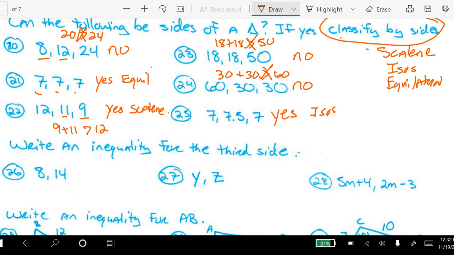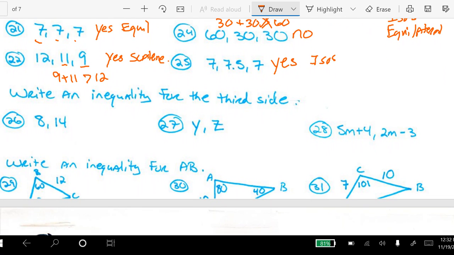For the next set here, for numbers 26, etc., this is when you're writing an inequality for that third side. For this, remember what you need to do. Pick a letter to represent the third side. I'm just going to use x. It should be less than the sum of the values and greater than the difference. When you're taking the difference, remember that this should never be negative, so you always want to do the big minus the small, or you can make sure you put in absolute values to have a positive number. But again, you don't want a negative for that.